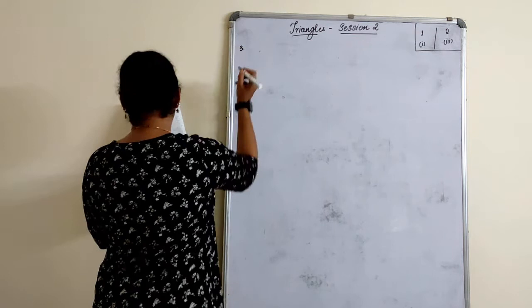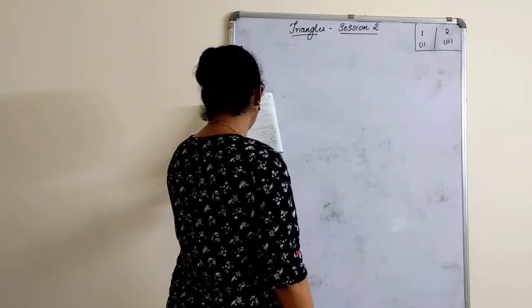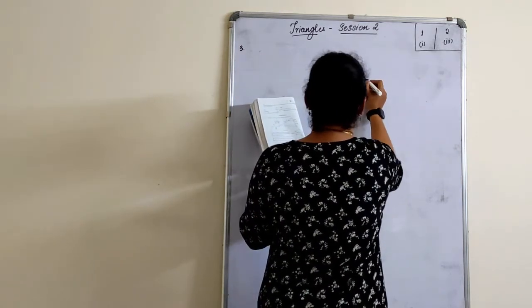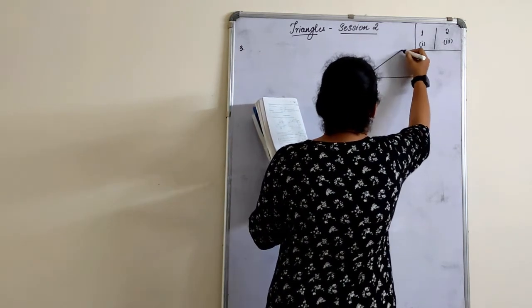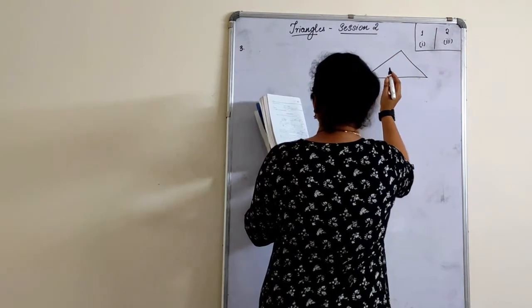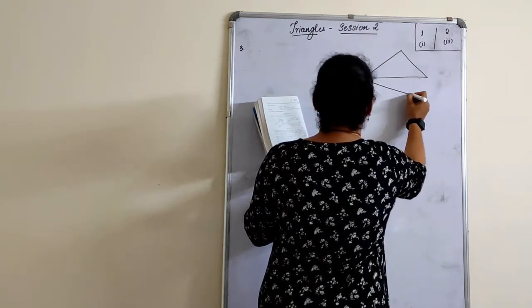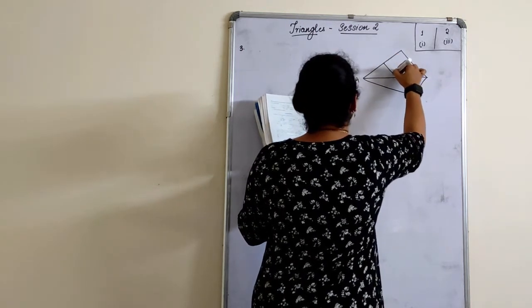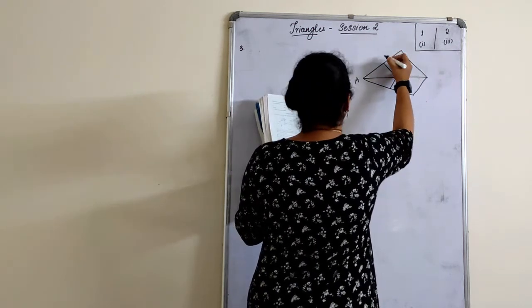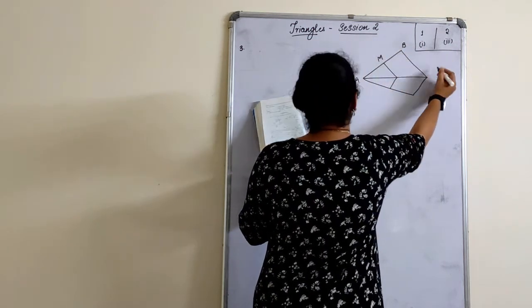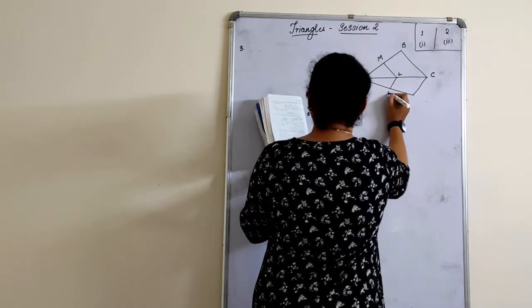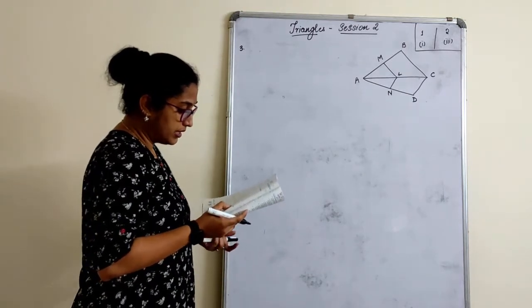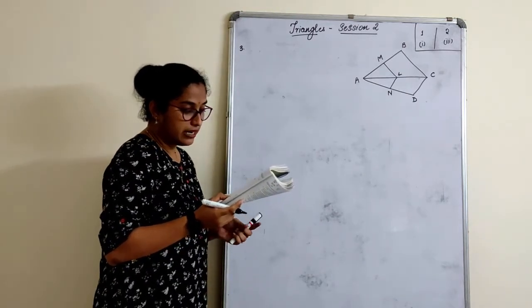Third one. In figure 6, LM is parallel to CB. The figure is given. Let's draw accordingly, however they have asked. So this is how it is given. This is A, this is M, this is B, this is C, this is L, this is N, and this is D. So in the given figure, LM is parallel to CB and LN is parallel to CD.